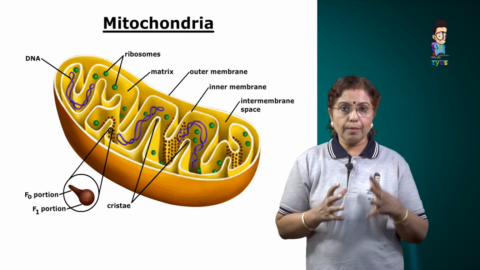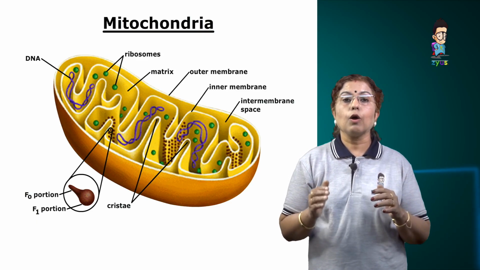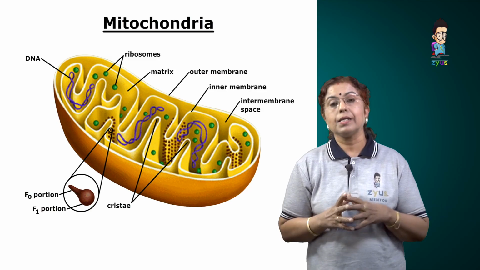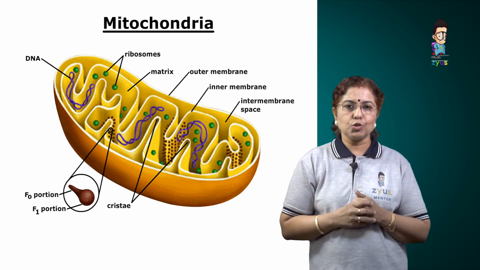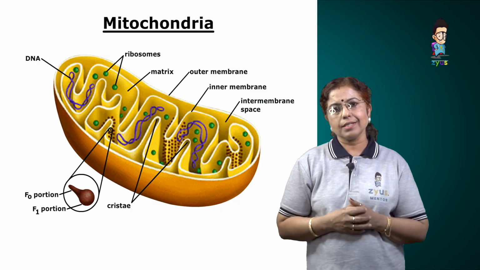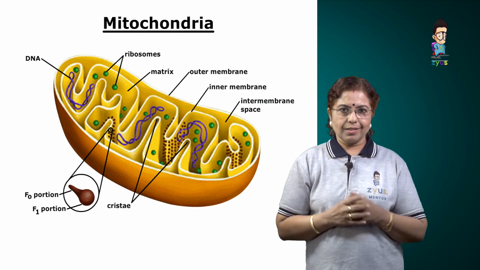Mitochondria is also very important as it has its own DNA and ribosomes. As they have their own DNA and ribosomes, they are able to synthesize their own proteins. Okay. So these are the common cell organelles present in plant cells as well as in animal cells.